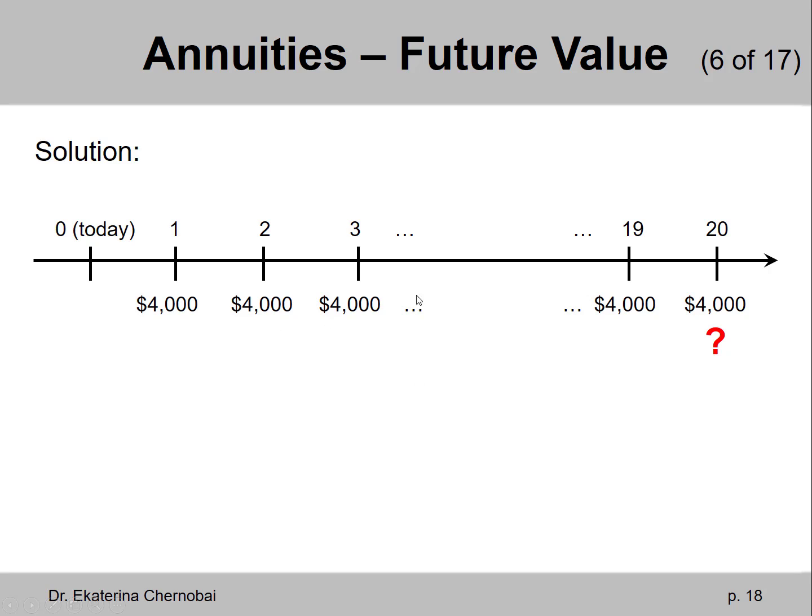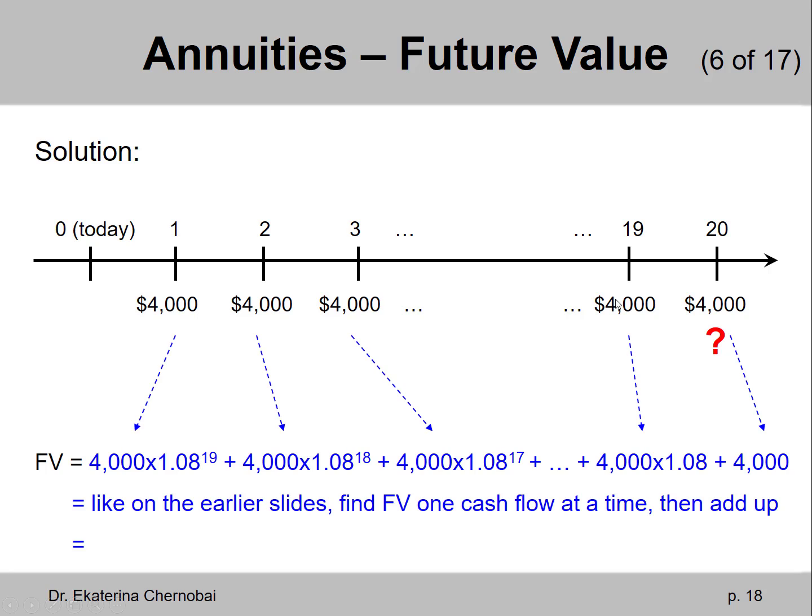How would we calculate something like this on the earlier slides in this chapter? You would break it into pieces, right? That's what I taught you. You would first look at the first $4,000. What is its future value at the end of the 20th year, counting from today? Well, you would take 4,000, multiply by 1 plus the interest rate, raised to the power that indicates the number of years over which the interest will be earned.